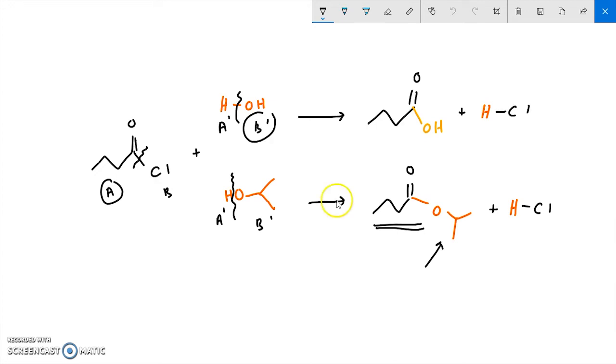Okay, let's take a look at another example. For instance, we're going to take an anhydride. So we're going to start off with benzoyl anhydride, which consists of the benzene ring attached to the C double bond O, attached to the O, attached to the C double bond O, and another benzene ring. So this is the benzoyl anhydride, which is also considered as a symmetrical anhydride.